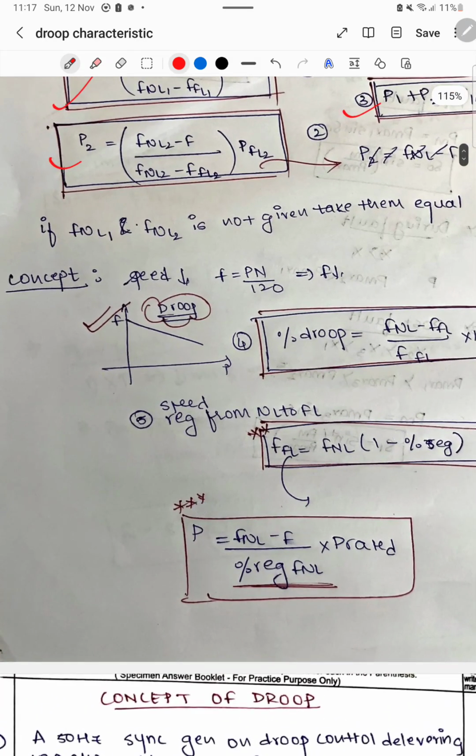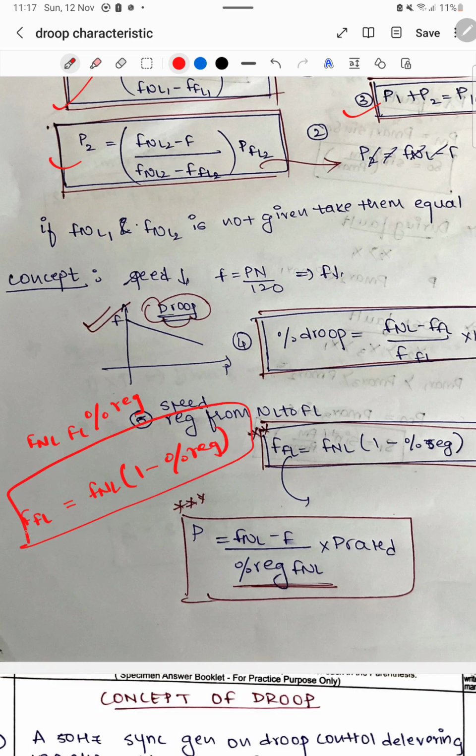Then droop. Sometimes they can give you droop. So percentage droop is nothing but F no load minus F full load upon F full load into 100. From here you can find the relationship between no load and full load. Sometimes no load to full load regulation is given, as a percentage regulation. In that case, F full load is F no load into 1 minus percentage regulation. That will be used in questions majorly.